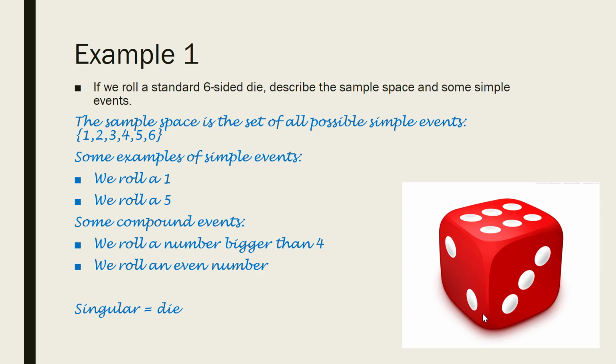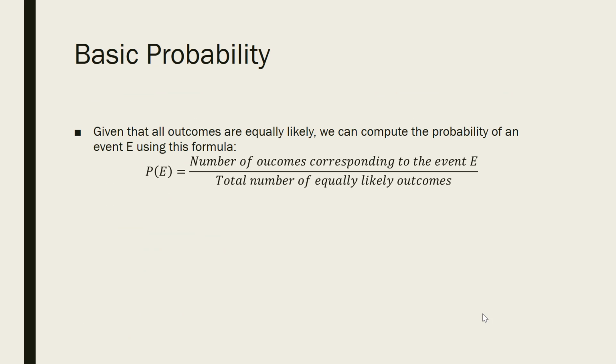And just to help us with the language, the singular form of this object is die, and the plural form is dice. So we can say I have 1 die or I have 2 dice, but we don't say I have 1 dice because that doesn't make sense.